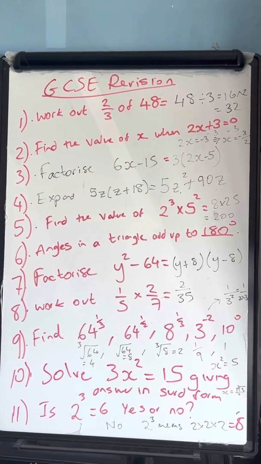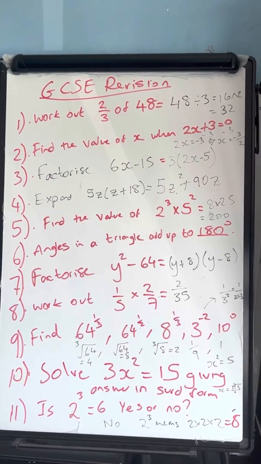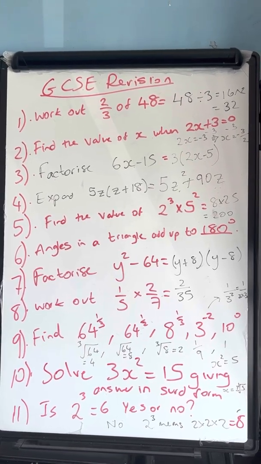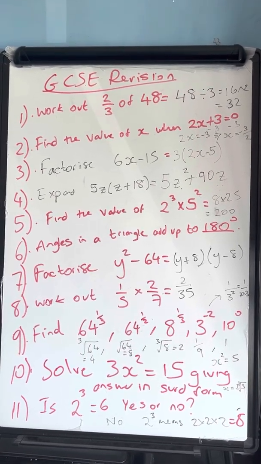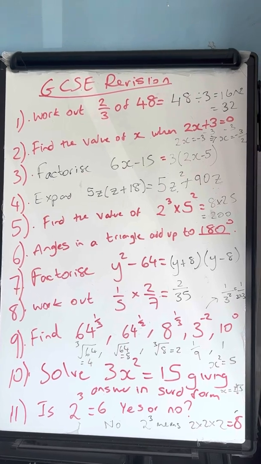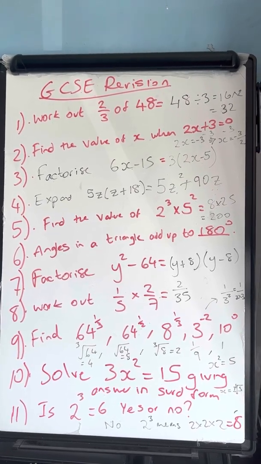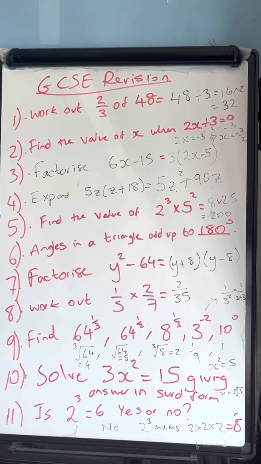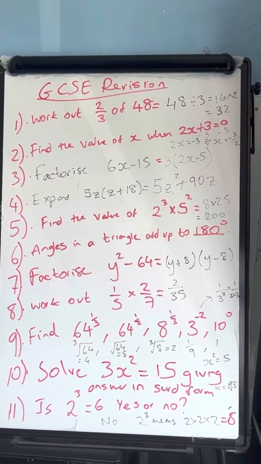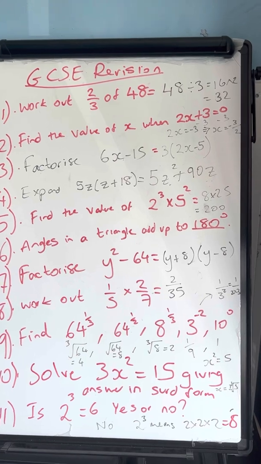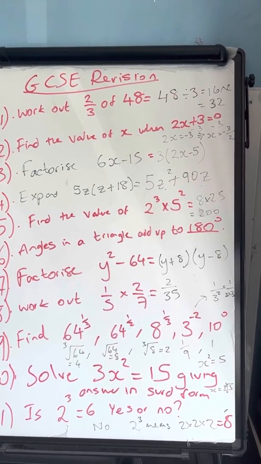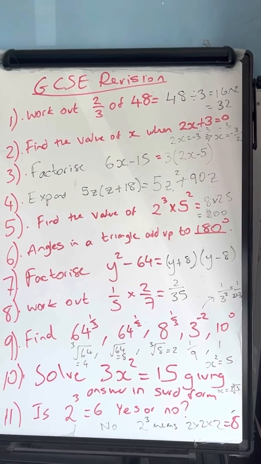This is question number 3. 6x minus 15. Factorize this, so put it into a single bracket. The highest common factor of 6 and 15 is 3. So 3 is the biggest number that goes into both 6 and 15, the largest possible number that goes into both. So 3 brackets 2x minus 5, brackets closed.